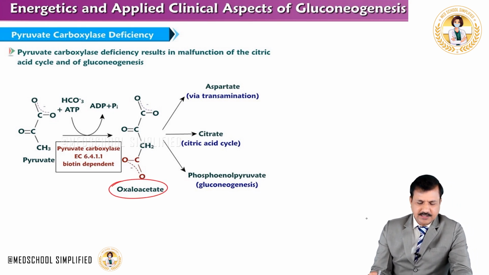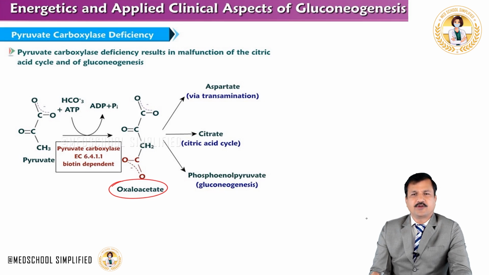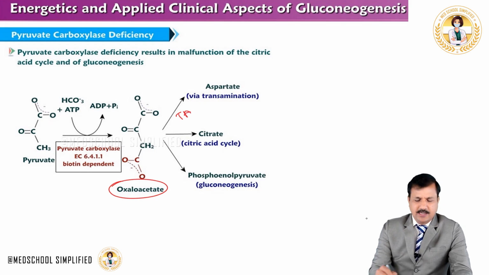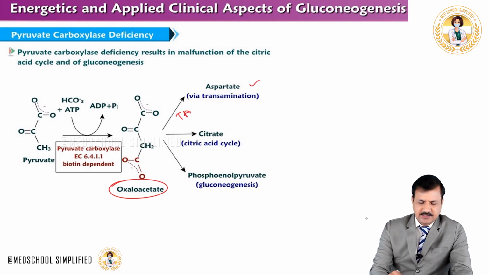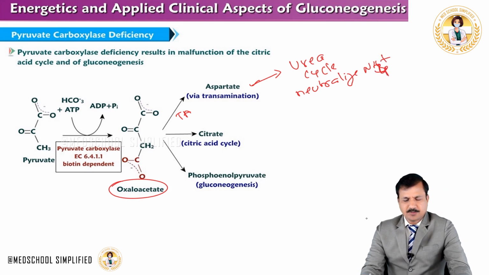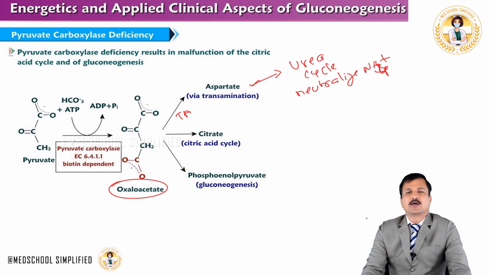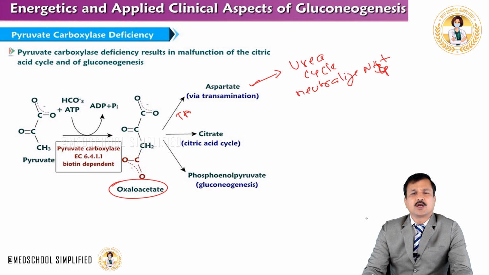This oxaloacetate goes into different metabolic fates. Oxaloacetate undergoes a transamination reaction to make aspartate, and aspartate is necessary for the urea cycle. Aspartate is used in the urea cycle to neutralize ammonia, and in fact, it is ammonium ion. So aspartate is needed for neutralization of ammonium ion in the urea cycle. And also aspartate itself is a neurotransmitter, remember that.